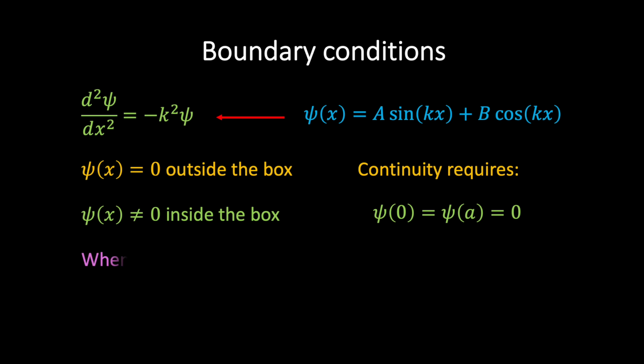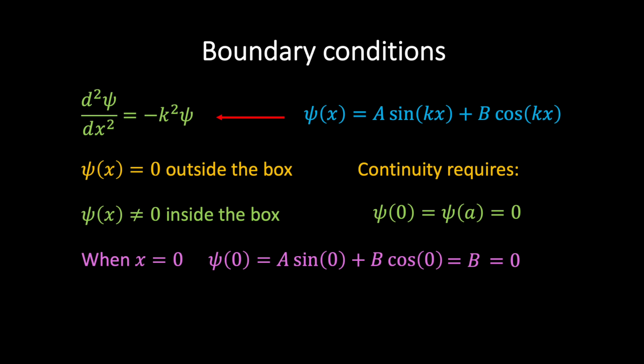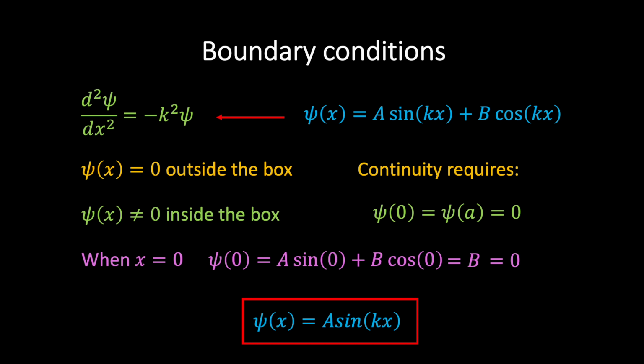So what does this tell us about A and B? Firstly, when x equals 0, we find that A sin 0 plus B cos 0 equals B, and therefore B must be equal to 0. And so finally we can write psi of x equals A sin kx.